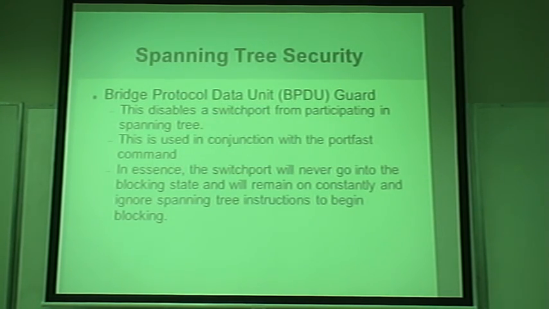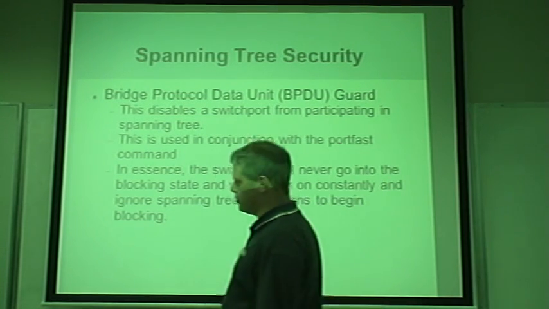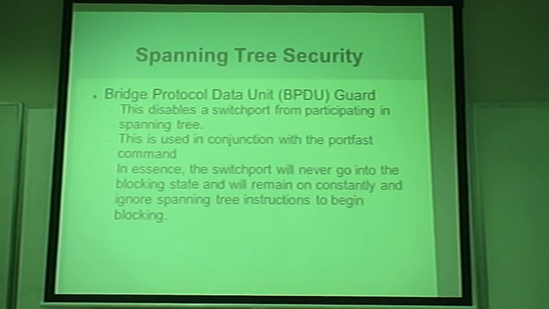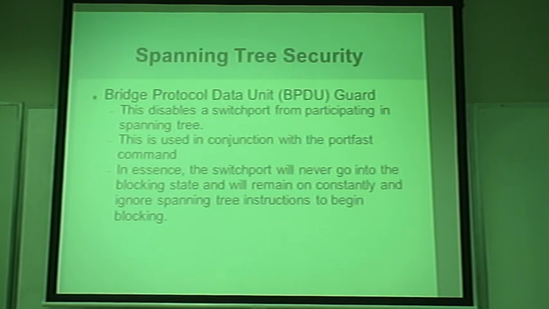Now, spanning tree uses BPDU, or Bridge Protocol Data Unit Guard. And this can disable a switchport from participating in spanning tree. Let's back up a second and talk about spanning tree real quick. What does spanning tree do? What does spanning tree do, anybody? What? Prevent the looping in the switch. Prevents loop at layer 2. Absolutely correct. Good job. So, I have a network. I have an MDF, main distribution frame, a few IDFs.